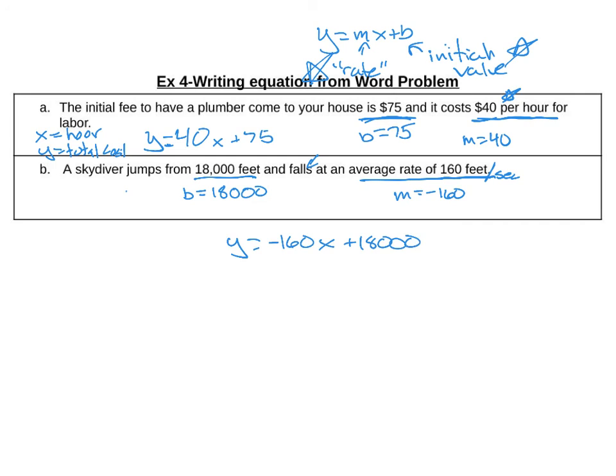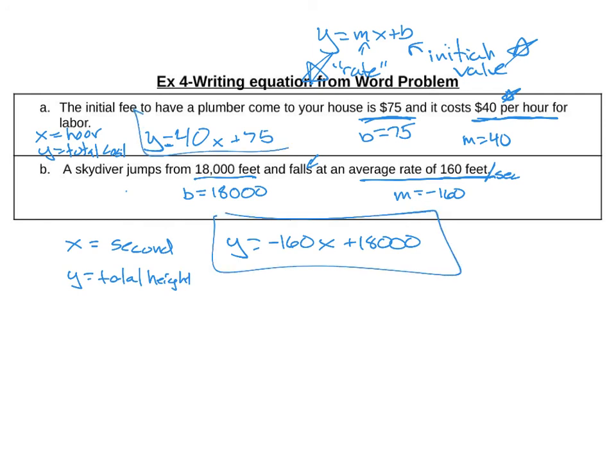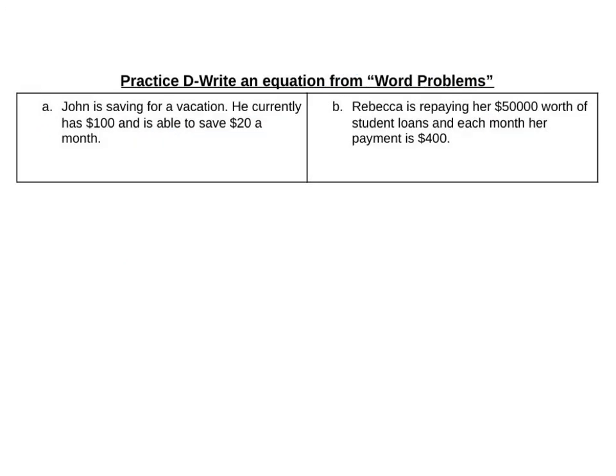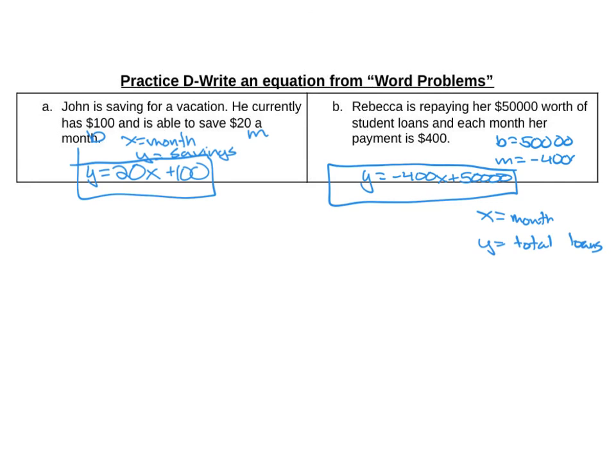And now we have our function where x is going to end up being seconds, and our y would be our height, or our total height. And that's what we're looking for. So take a look at practice 4 and solve those now. Pause here before you check your work. Okay, how did we do?